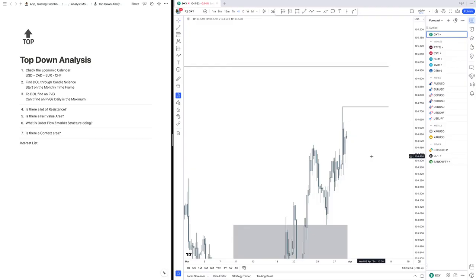And if we do find a pair that already has everything set on that Monday, then that is going to be at the top of the interest list, where it has a bias, it has a clear narrative, it has the context area.